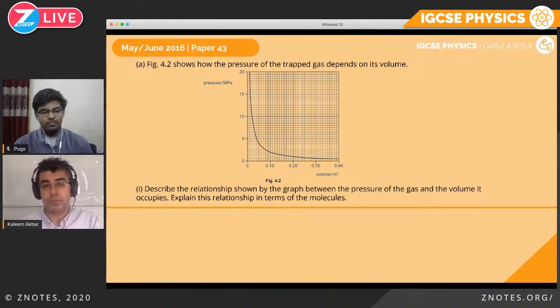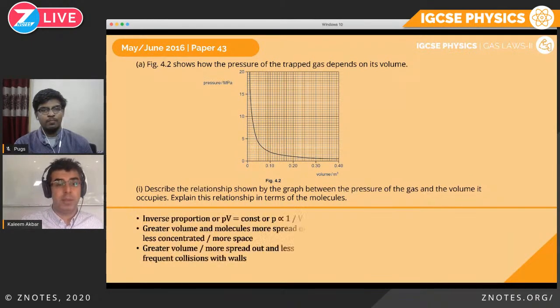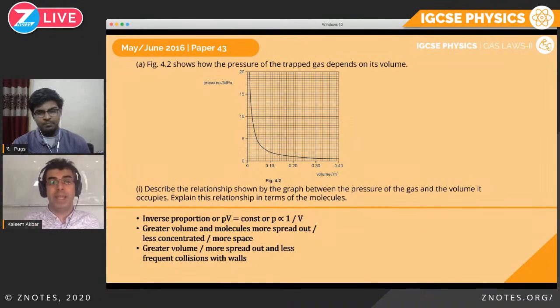In other words, this piston can move backwards and forwards. All right? So what they're wanting here is for you to understand that P1 V1 equals P2 V2. In other words, P times V is a constant. You can write P1 V1 equals P2 V2. Tell the examiner, look, when the volume gets bigger, the molecules are more spread out and there are less frequent collisions. All right? So if you look at this, as the volume gets bigger, the pressure is going down. As the volume gets bigger, the molecules spread out. There are less frequent collisions, and therefore you've got a smaller pressure.